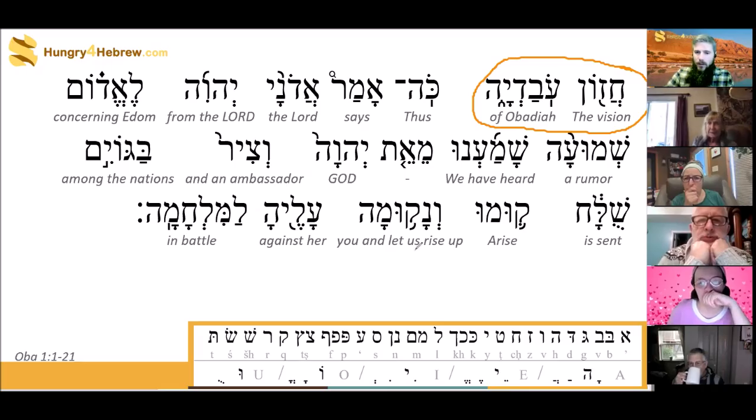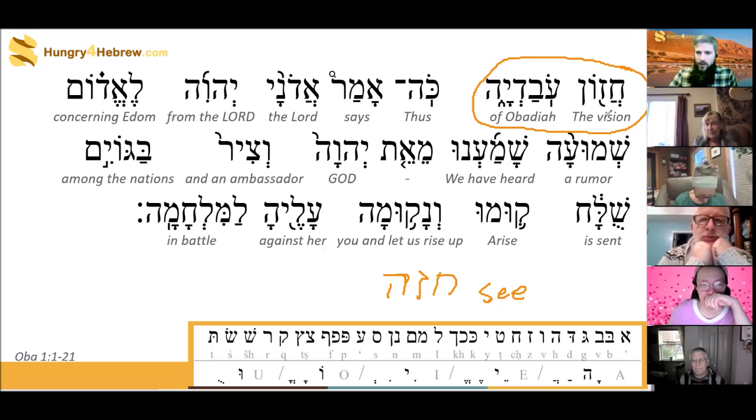Now, Chazon comes from the root Chet Zain missing Yod. So if you look it up, it would be under Chazah. Anyway, in other Semitic languages, it simply means to see. But in Hebrew, it's taken on this prophetic vision connotation. So a chazon is the noun deriving from that root. It is the prophetic vision of construct chain Ovadia.